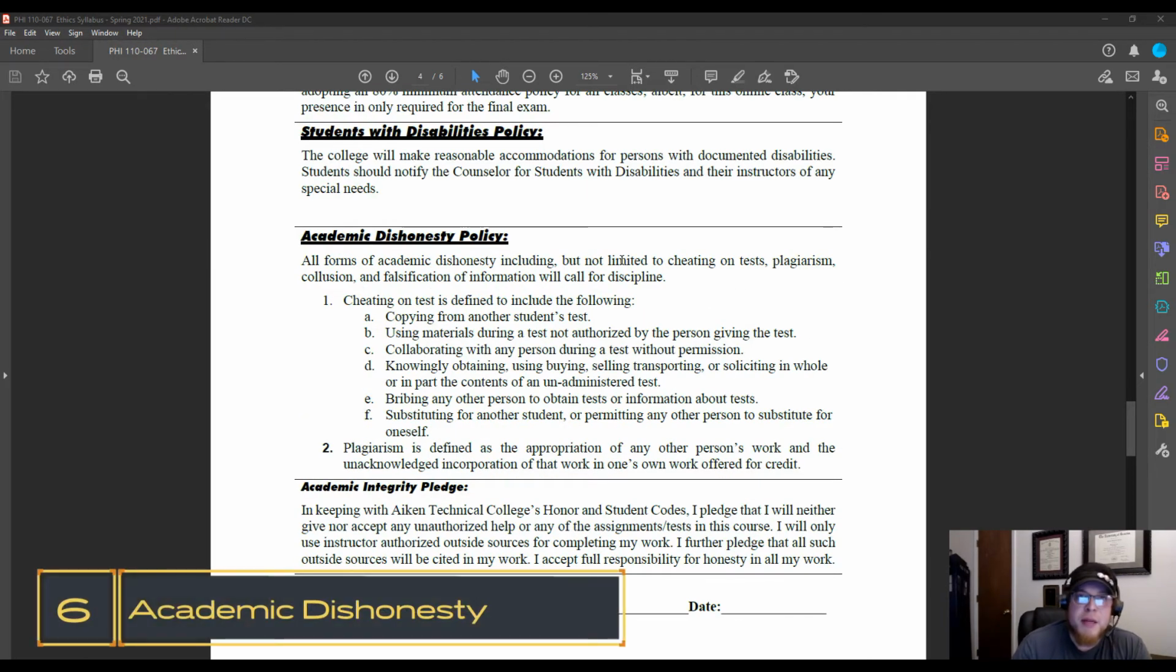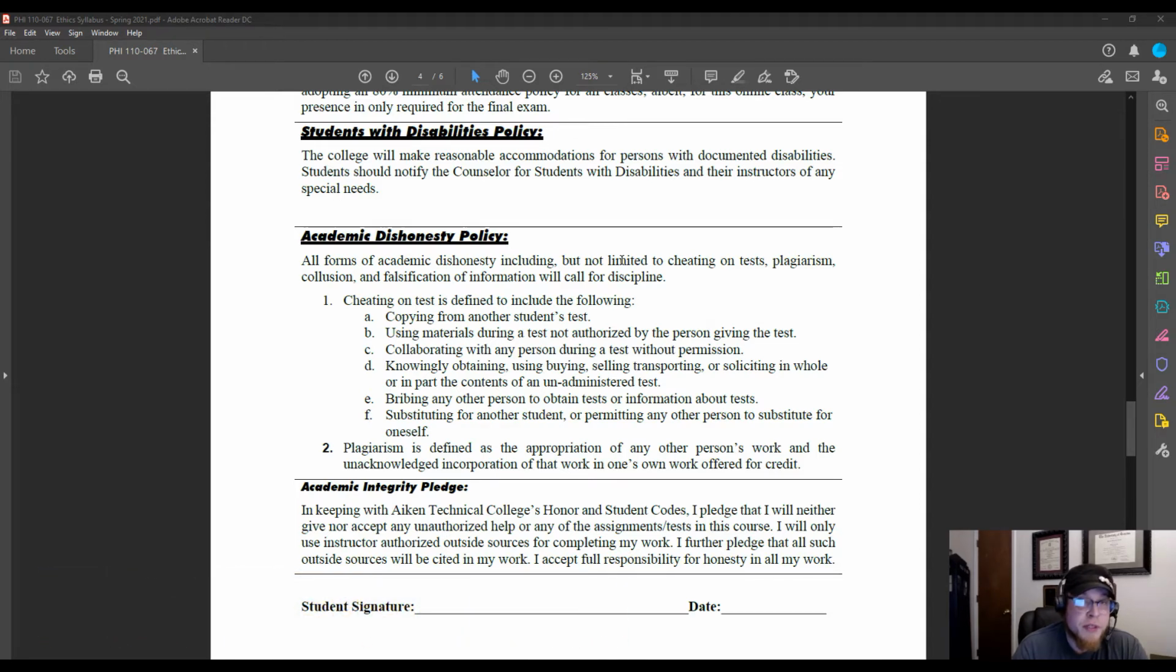Academic dishonesty policy. Now this I do want to go over because I've had issues with this every semester, so I want to make sure it's clear here and now. All forms of academic dishonesty, including but not limited to cheating on tests, plagiarism, collusion, and falsification of information, will call for discipline. Cheating on a test, I haven't seen too much of a problem with that.